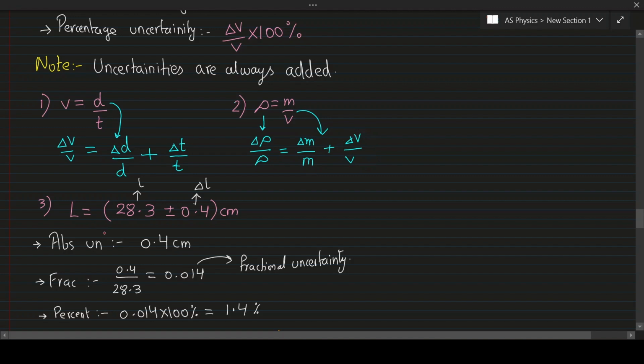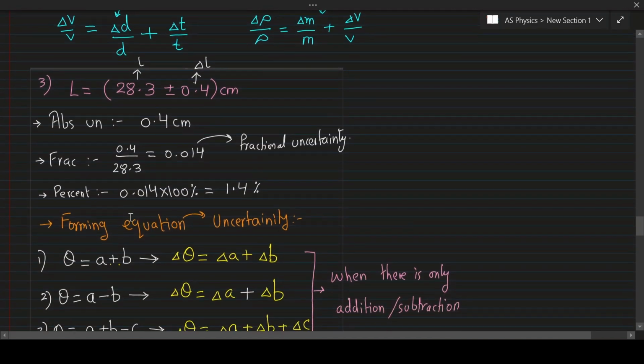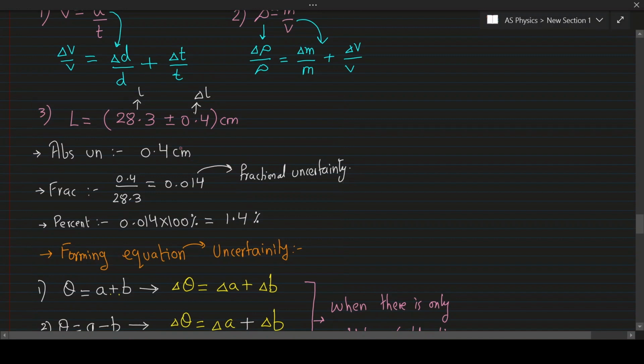So similarly, if we look at this example, L is this and this is your delta L and this is your L. So absolute uncertainty is 0.4 centimeter. Fractional uncertainty, you can calculate it by dividing it by 28.3. And if you want to find percentage uncertainty, you can multiply it by 100%. That will give you percentage uncertainty. This is how you compute different uncertainties.